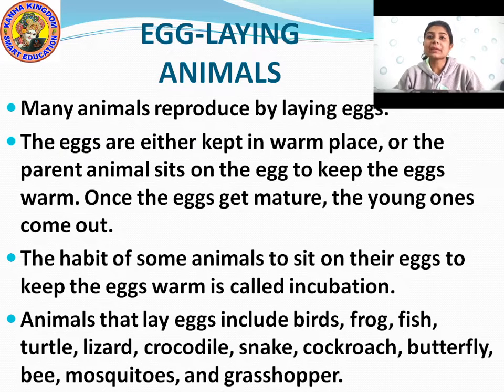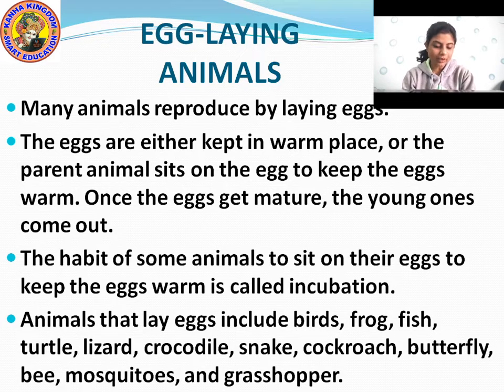Then the animals that lay eggs include what? What type of animals lay eggs? Birds, fishes, turtle, lizard, crocodile, snake, cockroach, butterfly, bee, mosquitoes and grasshopper. These are some examples of animals that lay eggs. I hope you understood this. Apart from these, birds also reproduce their young ones by laying eggs. And where do these birds lay eggs? They lay eggs in the nest.